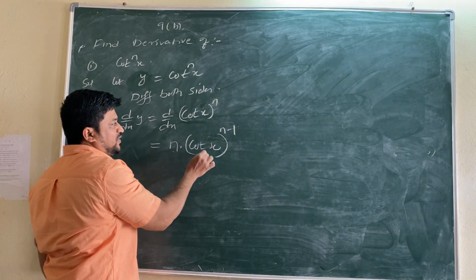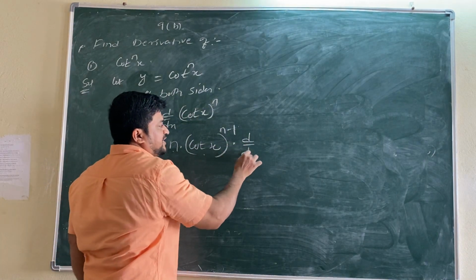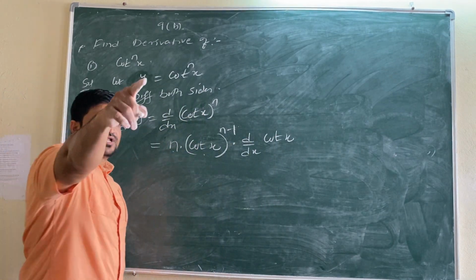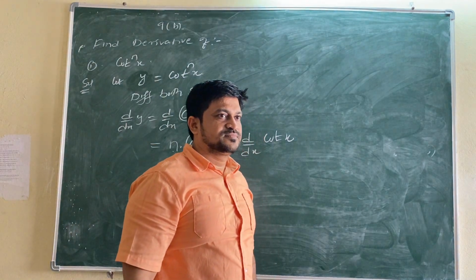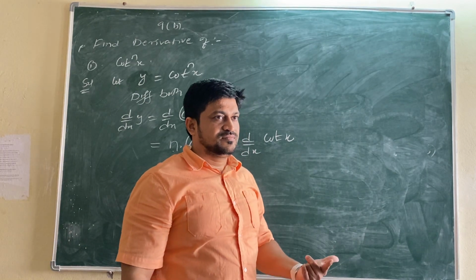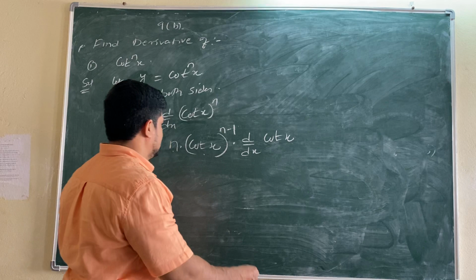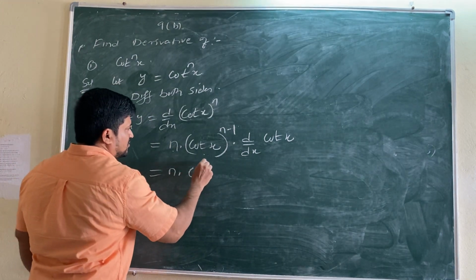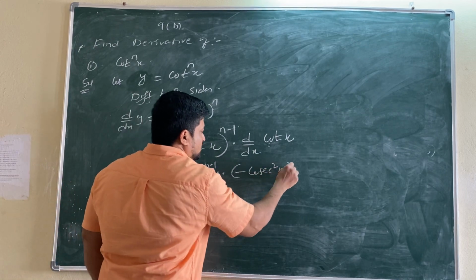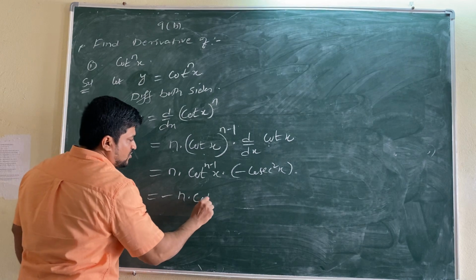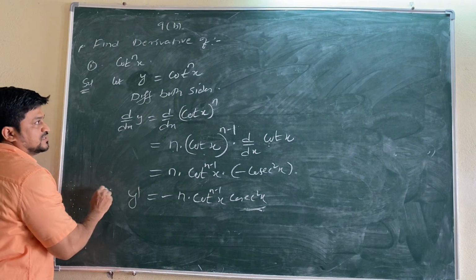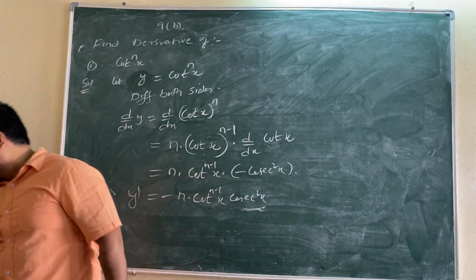x power n is n into x power n minus 1 into whatever we have treated as x, that we should write once again. Now derivative of cot x, d by dx of cot x, is minus cosecant square x. n into cot power n minus 1 x. Derivative of cot x is, in bracket you should write, minus cosecant square x. Minus n into cot power n minus 1 x into cosecant square x. This is derivative of cot power n x.